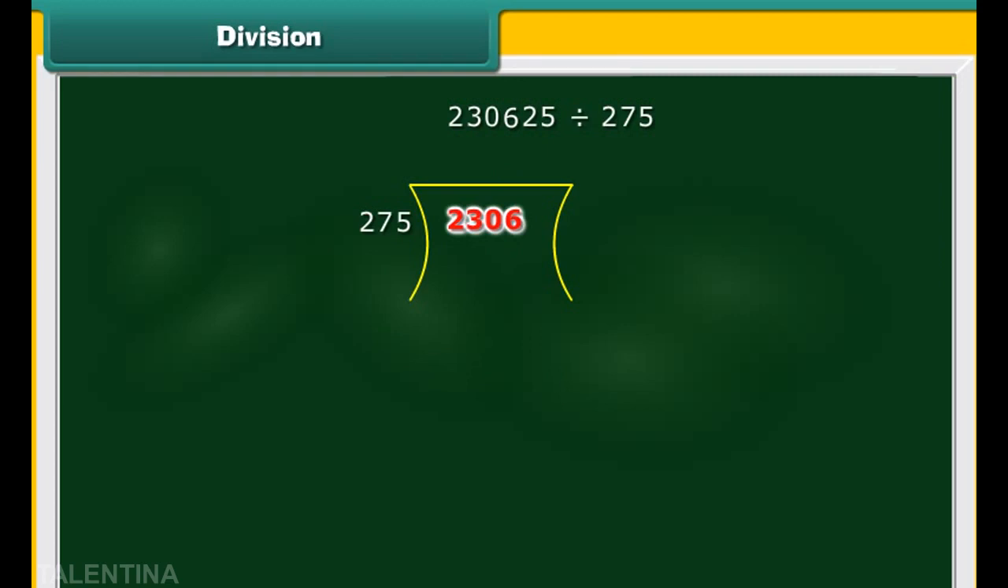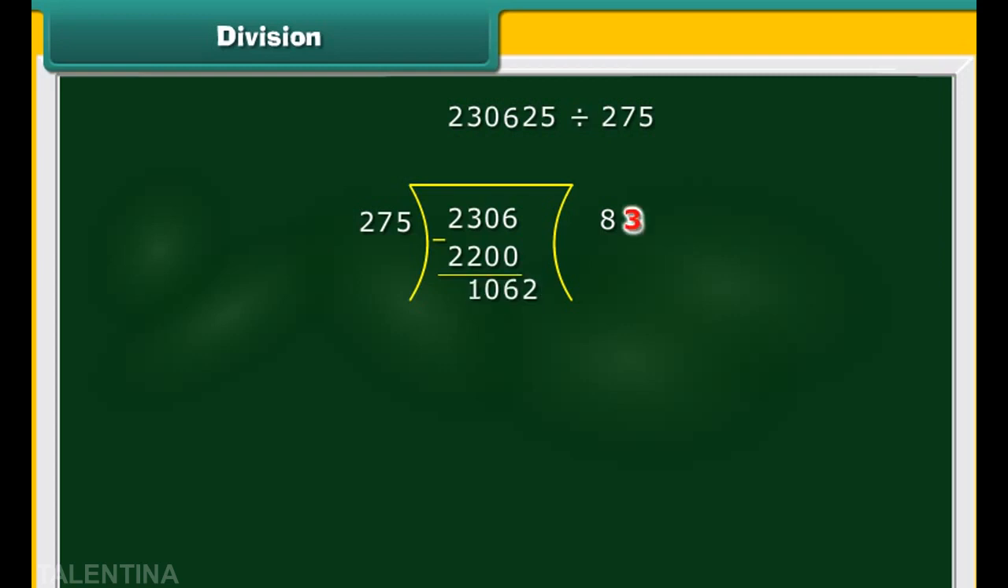2306 is big enough to hold 8 times 275. That is 2200. Therefore, write 8 on the right and 2200 beneath 2306. Subtract and write the difference 106 below. Bring 2 down. The new number formed is 1062.